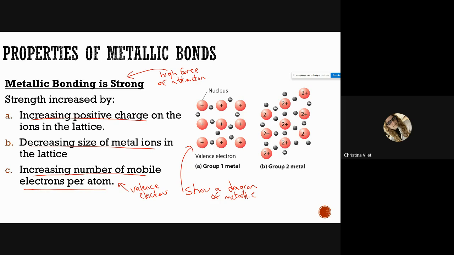Boiling point? Right. So that means the higher the positive charge, the higher the boiling point. The higher the number of mobile valence electrons, the higher the boiling point. The smaller the size, the higher the boiling point. So what we're talking about here, high force of attraction, means that this affects melting point and boiling point too. I'm just bringing this up.